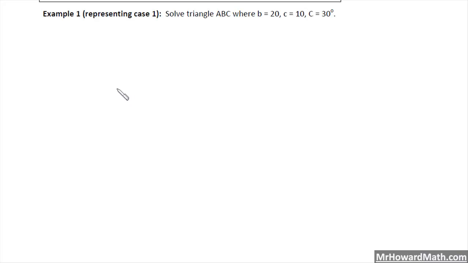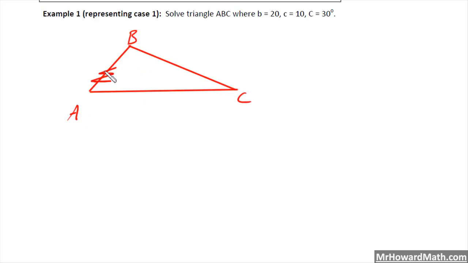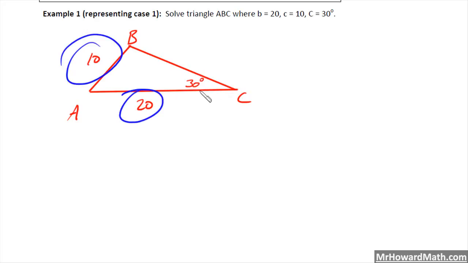Example 1 here will be representing that first case, where the side will happen to be just long enough to reach the other side. So if we sketch this out, we'll draw it like this and label it triangle A, B, and C, and this will be the side that just barely reaches. So side B is equal to 20, so that's this side. Side C is equal to 10. And angle C is equal to 30. So how do we know we have the ambiguous case? Because we're given two sides, these two sides, and an angle that's not between them. So that's where we have the possibility for a problem.